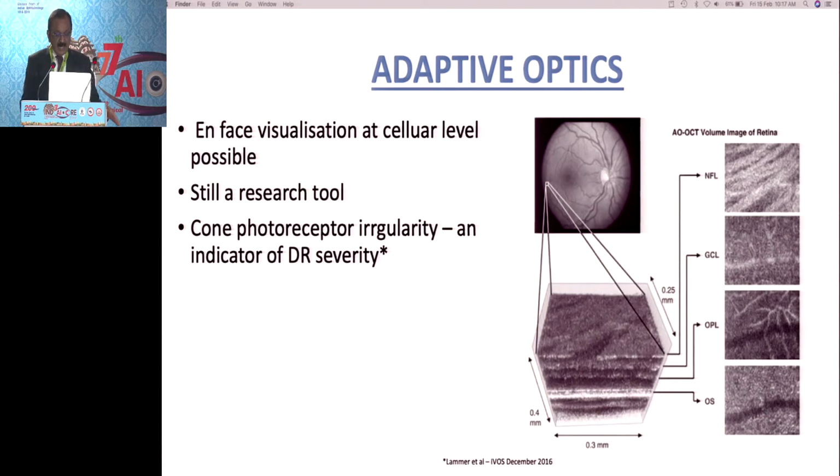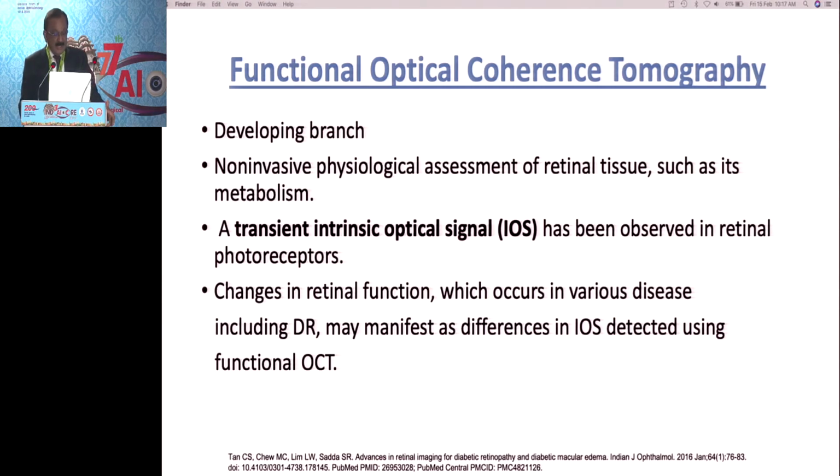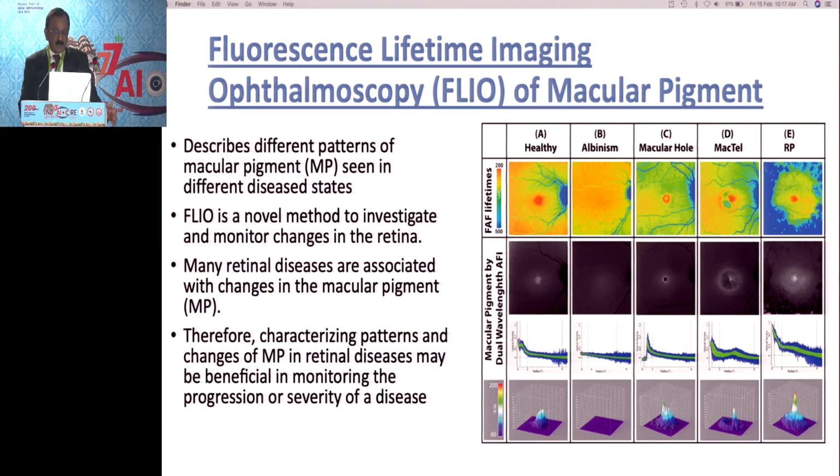I'll just mention these adaptive optics. It's in-vivo visualization at the cellular level. You will be able to see the photoreceptors, and the different irregularities that happen in diabetic retinopathy are being studied using adaptive optics, but still it's a research tool. Functional optical coherence tomography has been there for some time, but still some interest is being shown. It's still again an evolving field where we will be able to see many changes or developments in the near future.